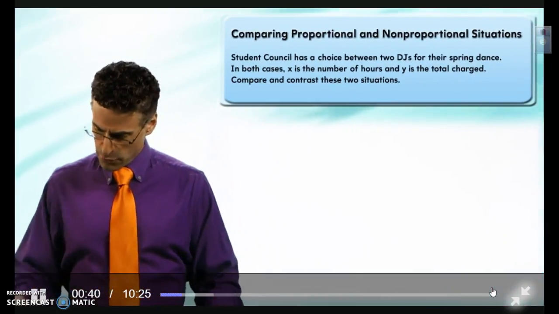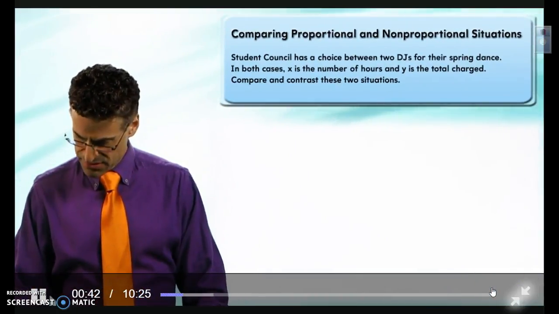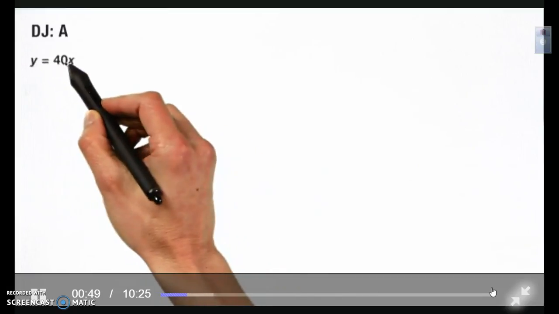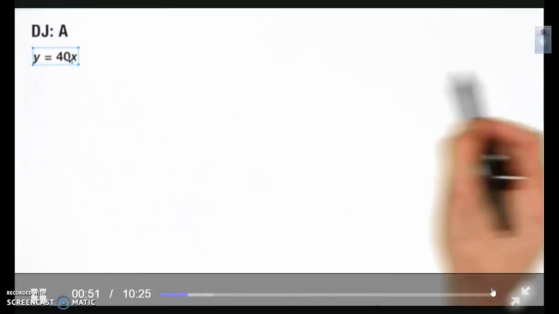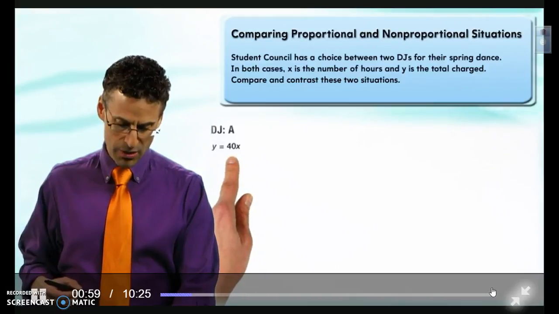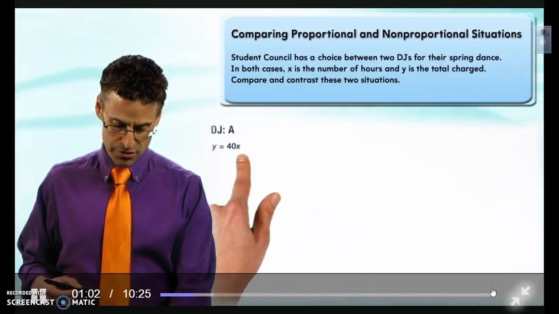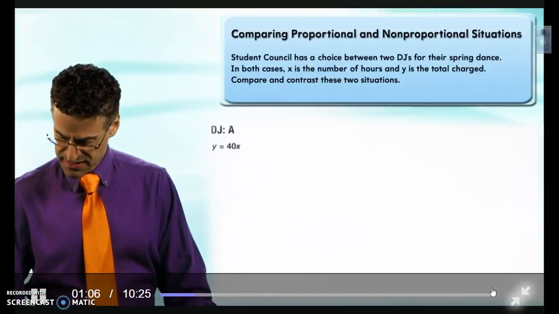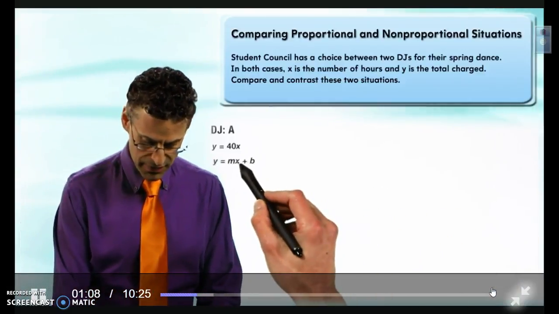Okay, so for DJ A, here's the story. DJ A says, you know what? Here's all you need to know. Here's the equation. Y equals 40X. Now remember, X represents the number of hours, and Y is the amount charged. So for 1 hour, it's $40. For 2 hours, it's actually going to be $80, and so forth. This is an example, of course, of a line.